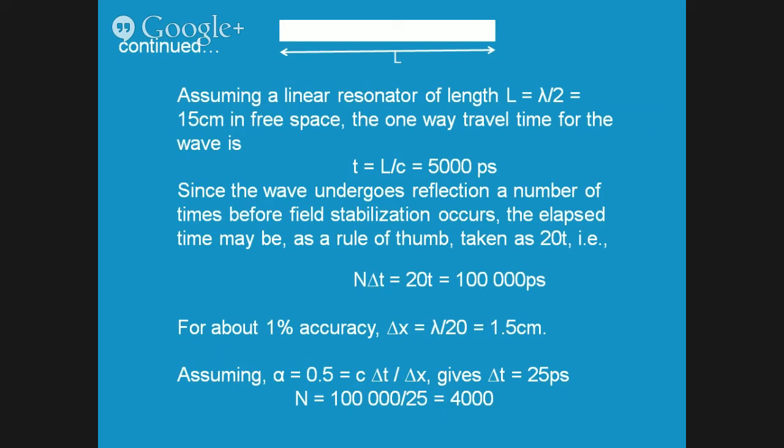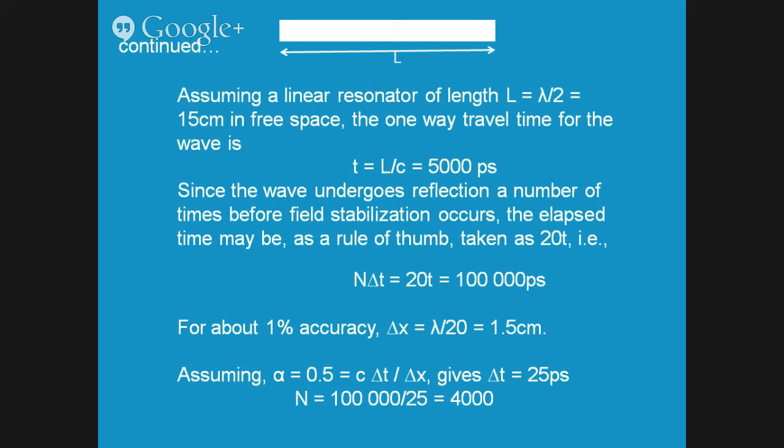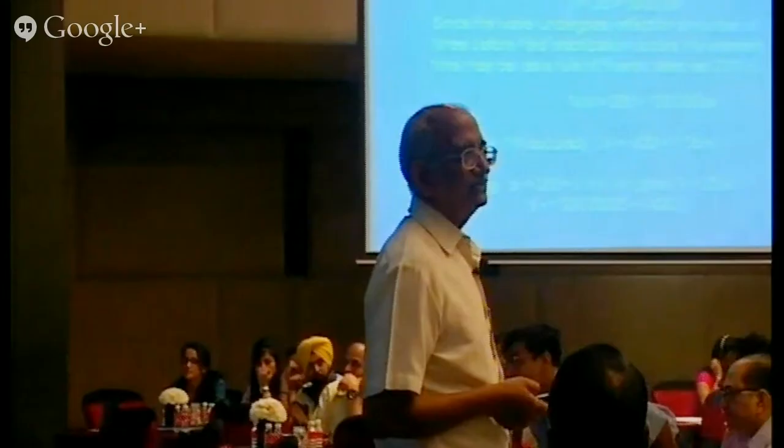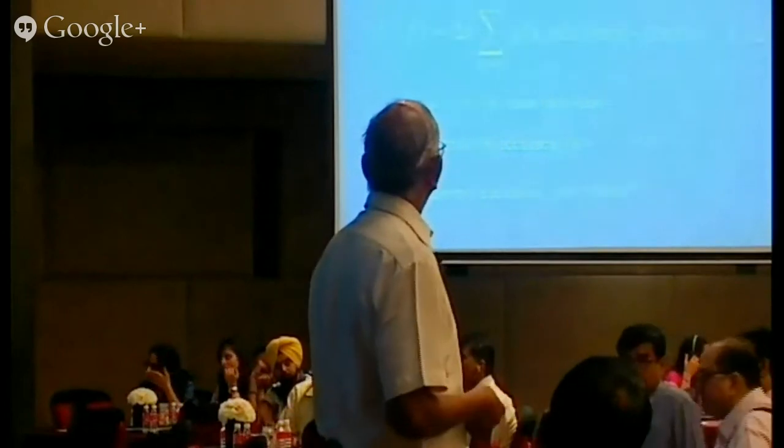So you can put it in terms of n delta t equal to 20T, which means 100,000 picoseconds, and for about 1% accuracy, taking delta x equal to lambda by 20, which is 1.5 centimeter, and assuming alpha equal to 0.5, it will come to about 4,000 time steps. But in most cases, we have time steps which range between 16,000 to 20,000 before this stabilization. That gives you some idea.